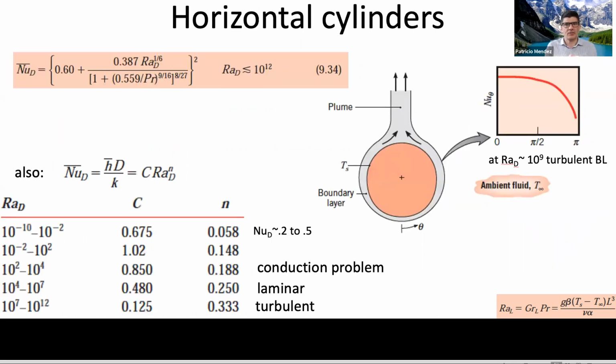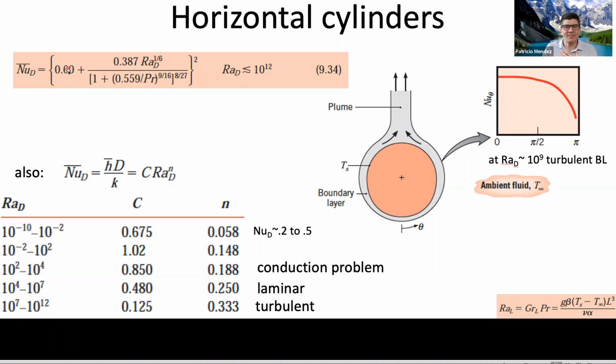Let's talk about cylinders as promised. And here we have this correlation for horizontal cylinders that depends on the Rayleigh number and the Prandtl number. In the past, we saw correlations for forced convection and horizontal cylinders that depended on the Reynolds number and Prandtl. Now we have Rayleigh and Prandtl. And very interestingly, both expressions are very similar, in which we have something that depends on Rayleigh in this case, and we used to have something that depended on Reynolds.